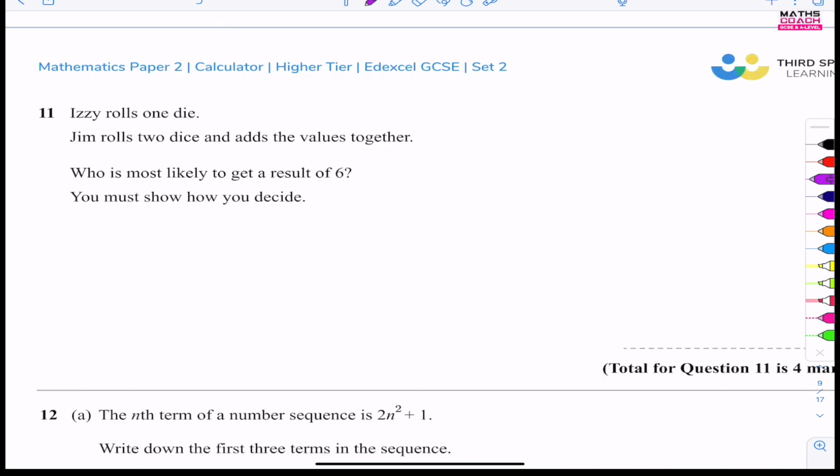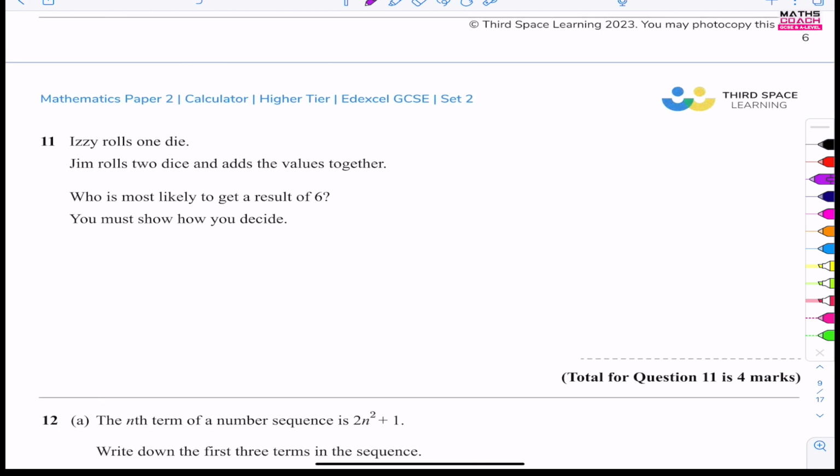Question 11. Izzy rolls 1 dice. Jim rolls 2 dice and adds the values together. Who is most likely to get a result of 6? You must show how you decide. This is a question for 4 marks.